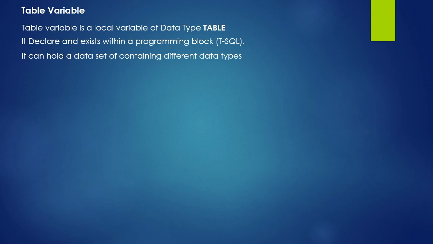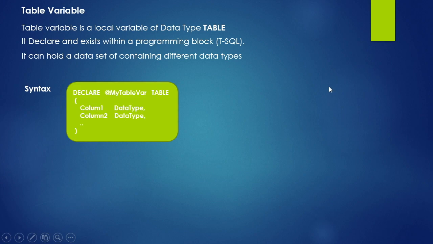Like in a table we could have different columns of different data types, in the table variable also we can have a set of rows with different values like integer, varchar and so on. Now let's see what the syntax of a table variable is.